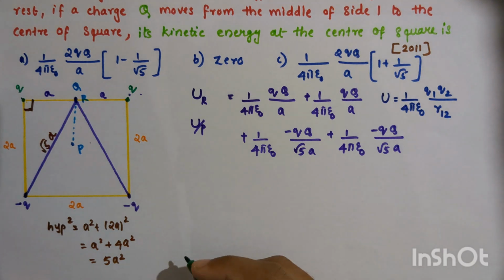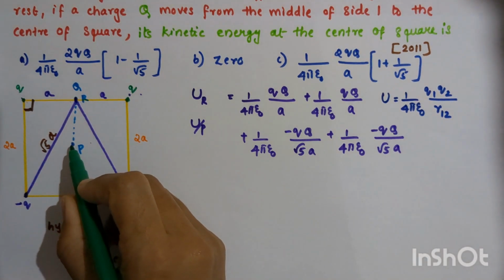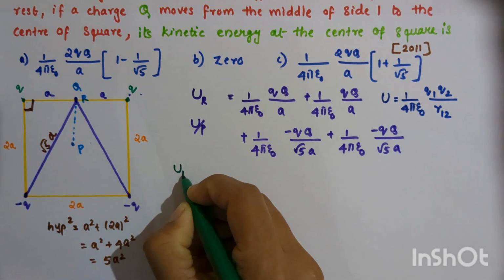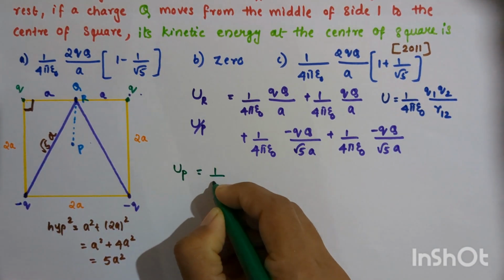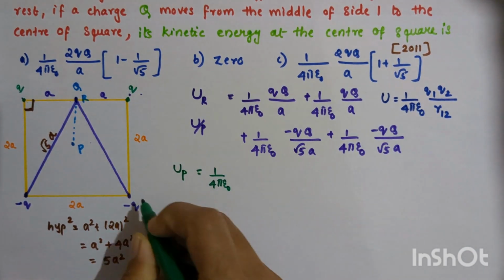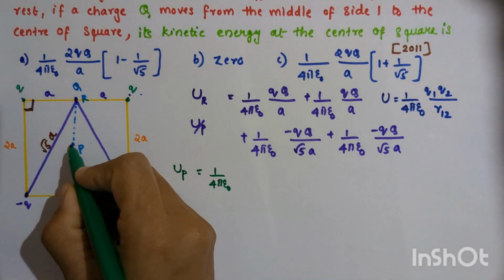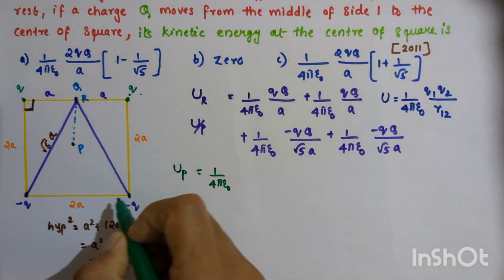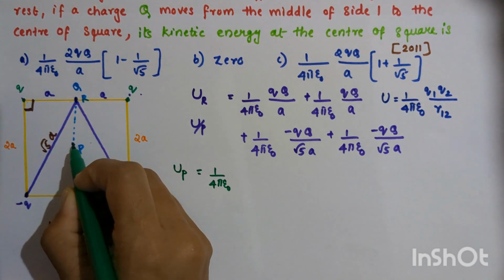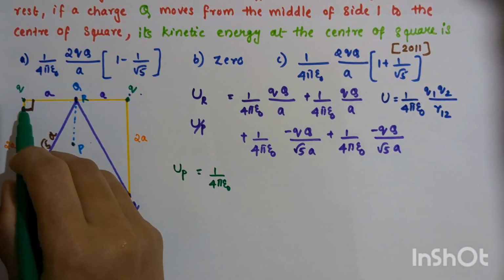Now let us find out the potential energy of this charge when it is here at the center point P. So we can write the potential energy at P is equal to 1 by 4 pi epsilon 0. Suppose the charge is here at this point P. Now at this time, we have to consider the system of all these charges at the point P.